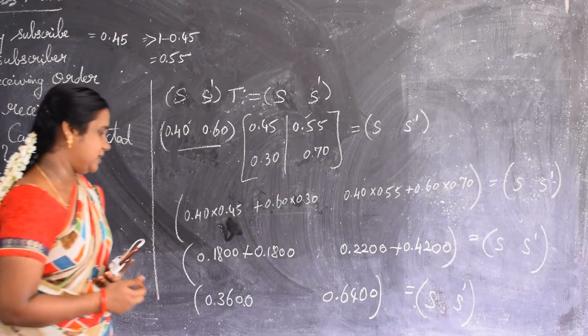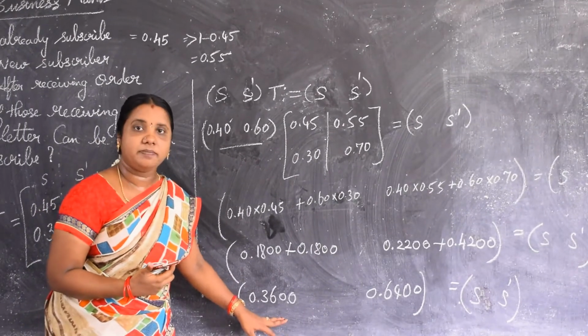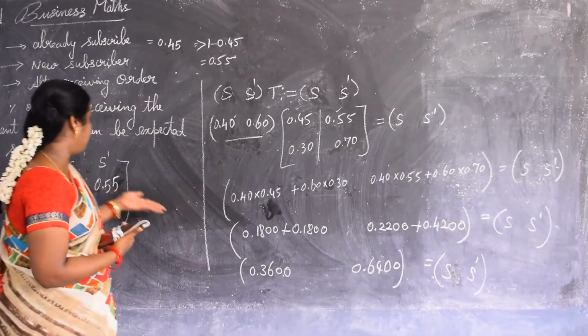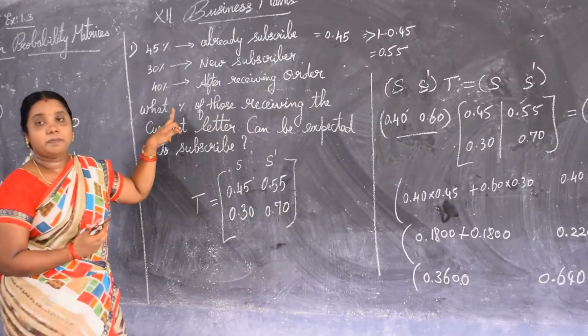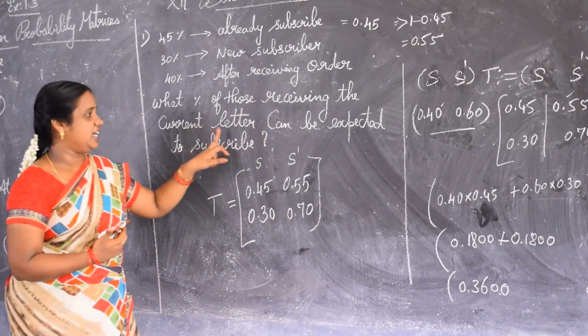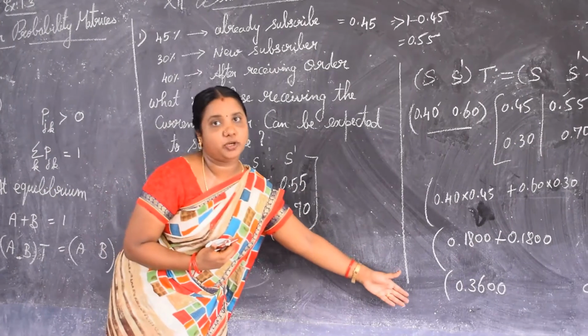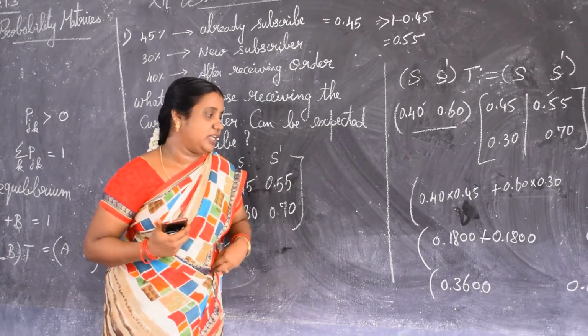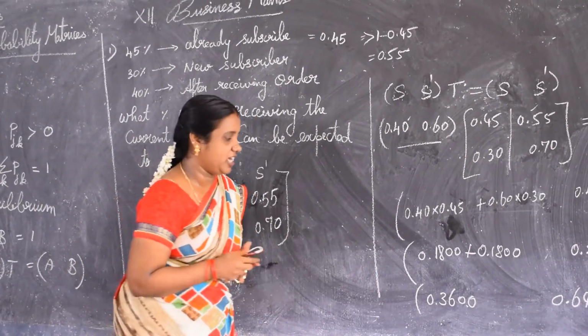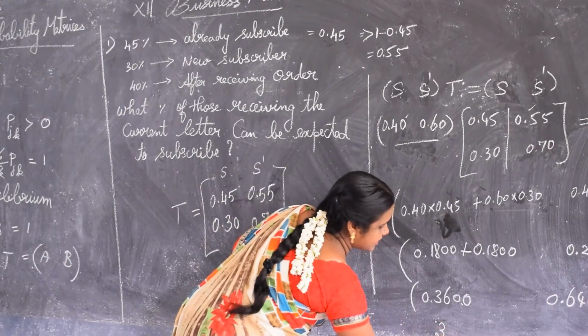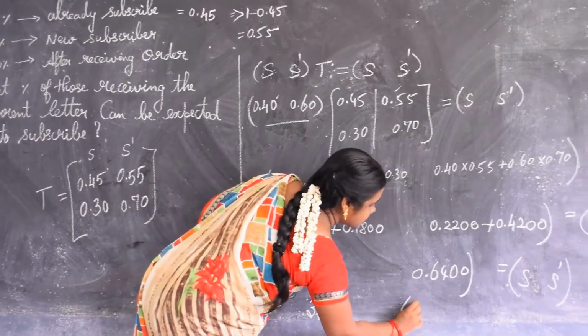This is our answer. See, again you have to write it in percentage. See our question here, what percentage of those receiving the current letter can be expected to subscribe? So again you convert into percentage. What answer will come? Multiply by 100, what will come? Here you will get 36. Here you will get 64.